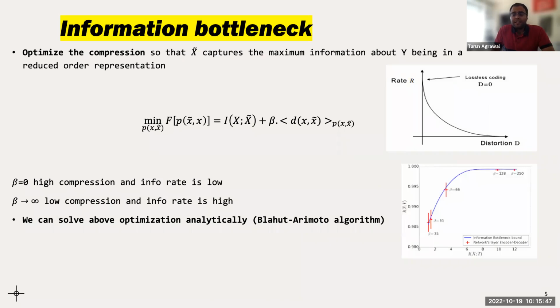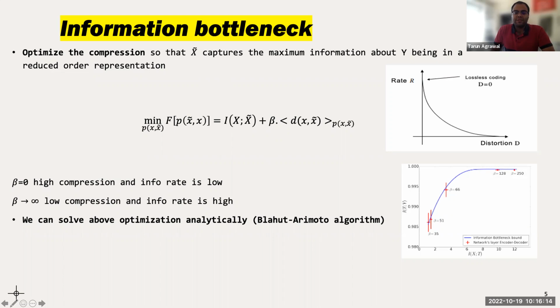So we can optimize the compressed representation by writing a cost function as this F, where I is the mutual information. This I is the mutual information between input and the compressed representation. This entire term is called the distortion function, D, which controls how much information is getting transferred. And this beta is a controlling Lagrangian multiplier, which controls the information flow rate.